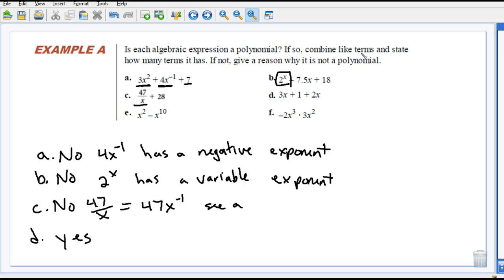And it says, state how many terms. Well, can I combine anything? The 3x and the 2x are like terms. So that means it's going to be 5x plus 1. So that makes it a binomial, right? Because we have two terms.